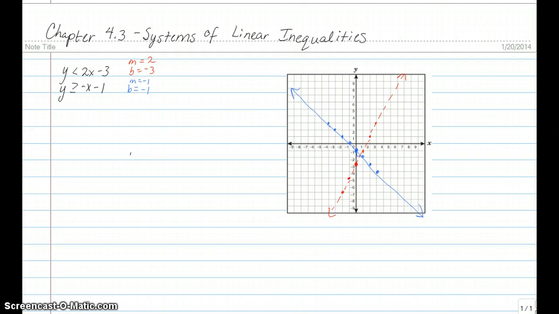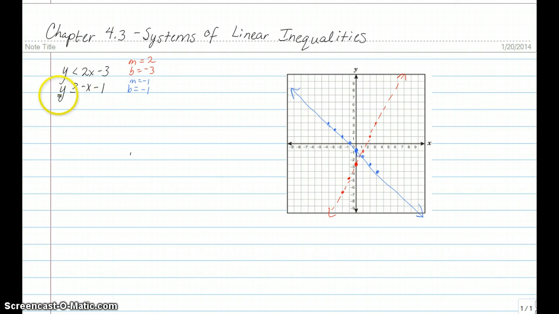So y is less than 2x minus 3, and y is greater than or equal to negative x minus 1. It's in slope-intercept form, so we're going to graph it using m and b and a slope triangle. On the first one, the m is 2 and the b is negative 3, so we plot negative 3. This is my red line. We go up 2 over 1, and so on. This is a broken line because the inequality does not have an equal sign.